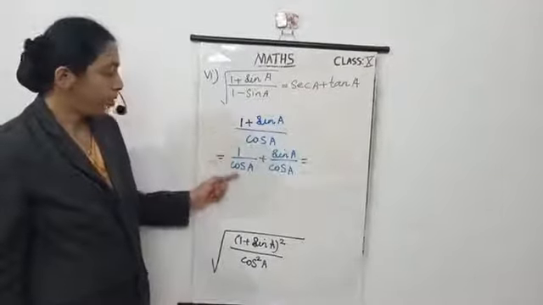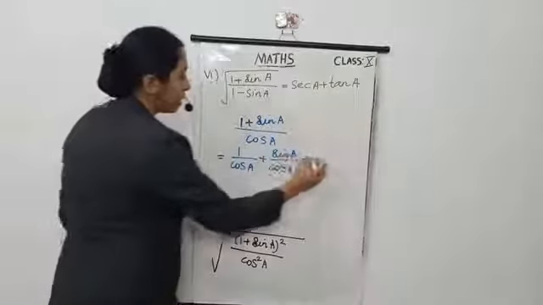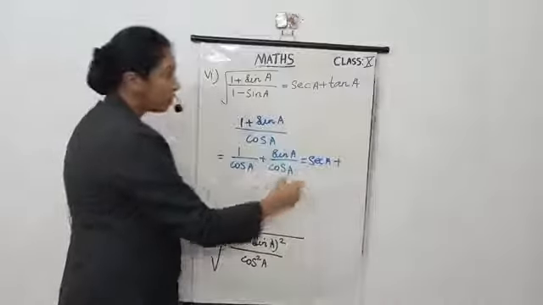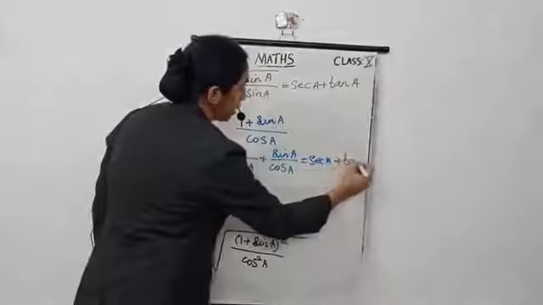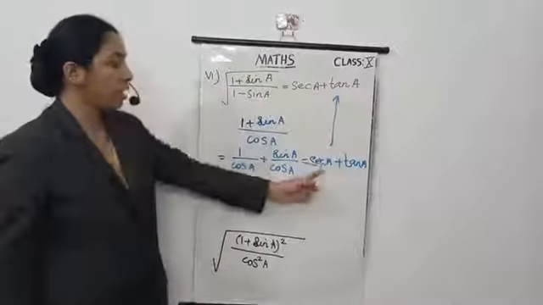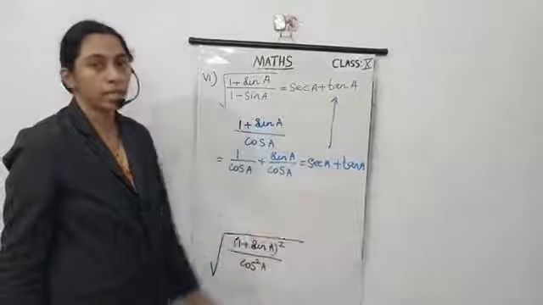Now 1 by cos A is sec A. So sec A plus sin A by cos A is tan A. Now consider this RHS, same sec A plus tan A, so we get the answer.